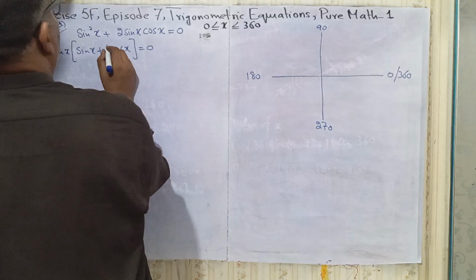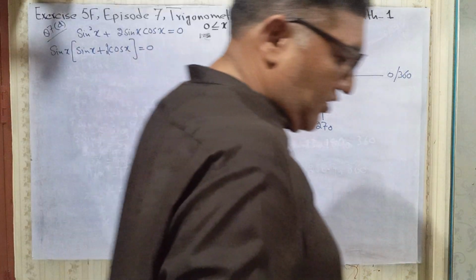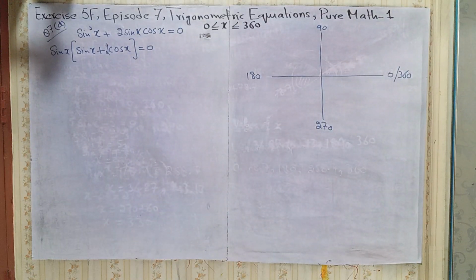And the 2 is also here. Okay. So I took the sine x common. So sine x, and then we have a square bracket, then we have sine x plus 2 cos x, square bracket closed, is equal to 0. So these two expressions are multiplying with each other, and it says equal to 0. So either the first one is 0, or the second one is 0, or both of them are 0. So I'm going to make them one by one equal to 0.